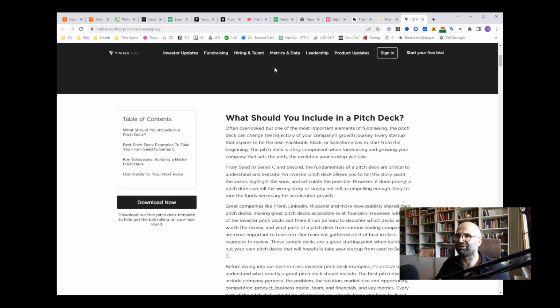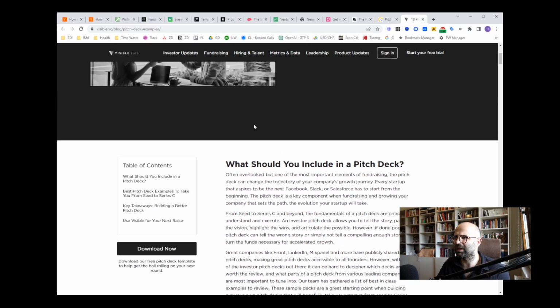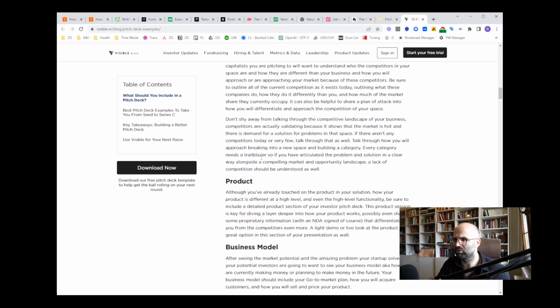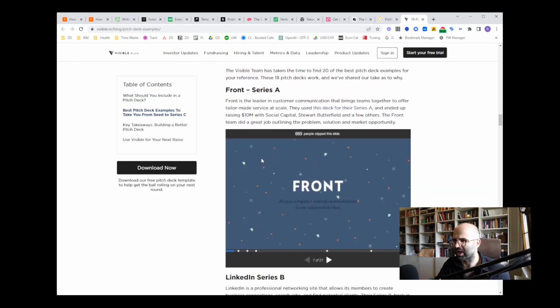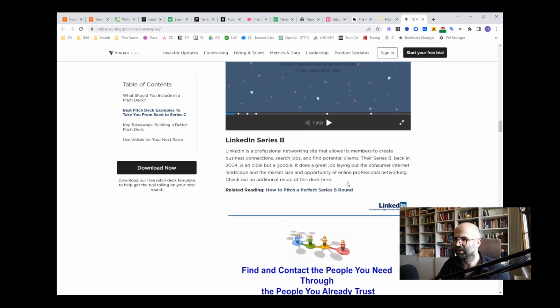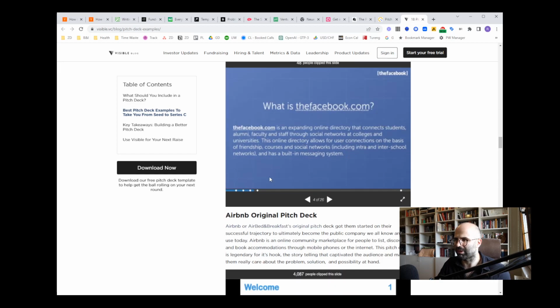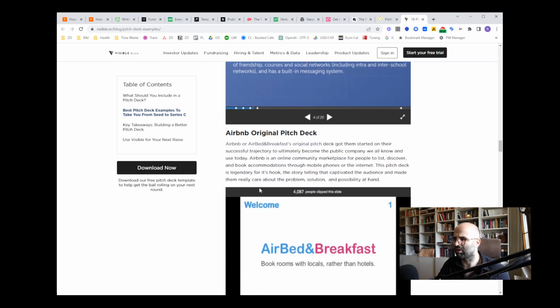And then there is Visible VC. I think you have some general instructions here in terms of guidelines on top that could be useful. And then when you scroll down, what you have is a couple of pitch deck examples. Again, in this case, I don't think I'm able to click through this. That's interesting. In this case, that was Front. You have a few others. Maybe the goal here is to just give an example of specific slides.